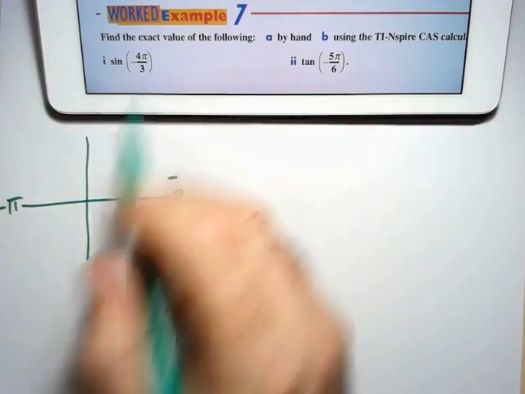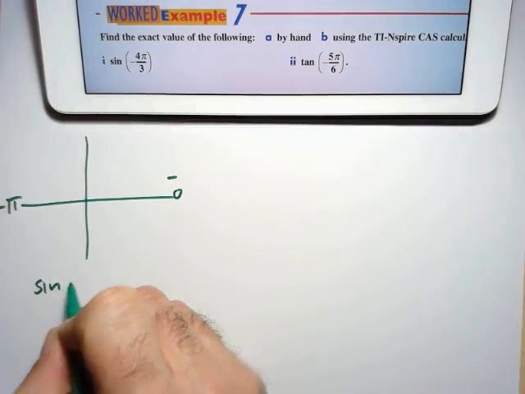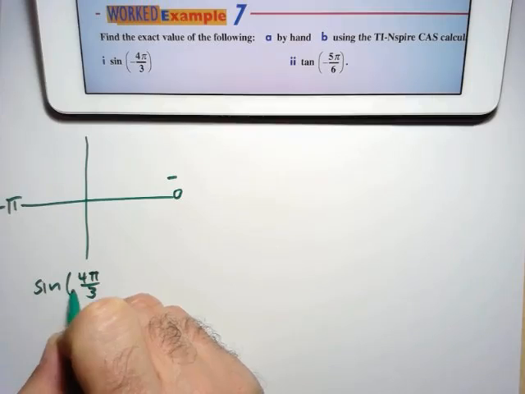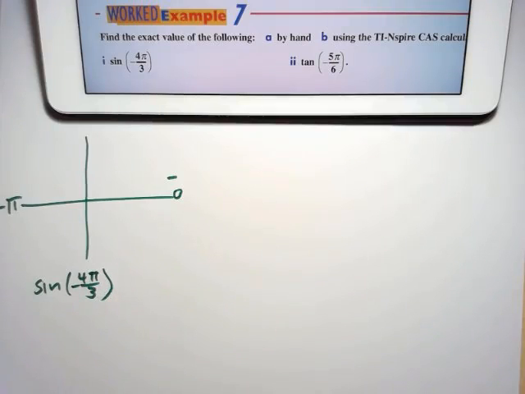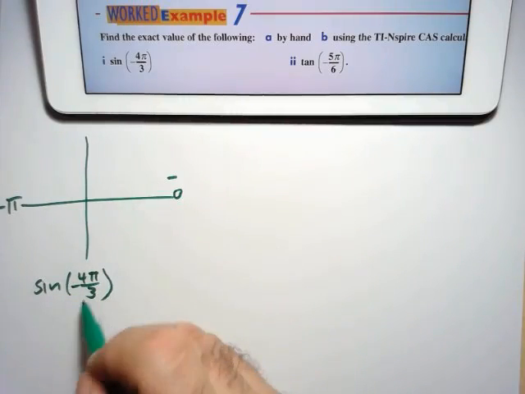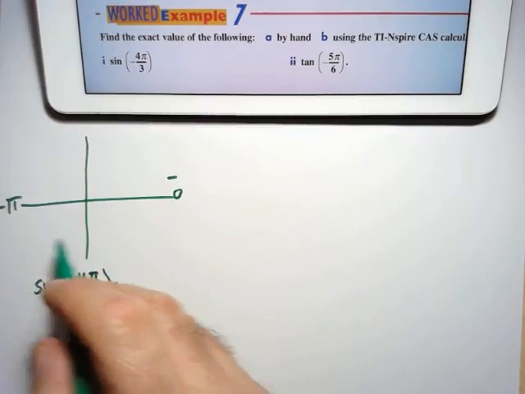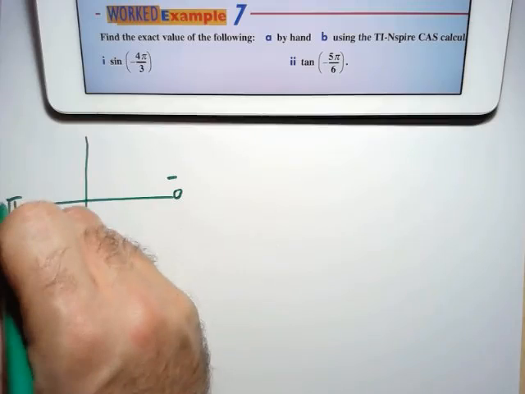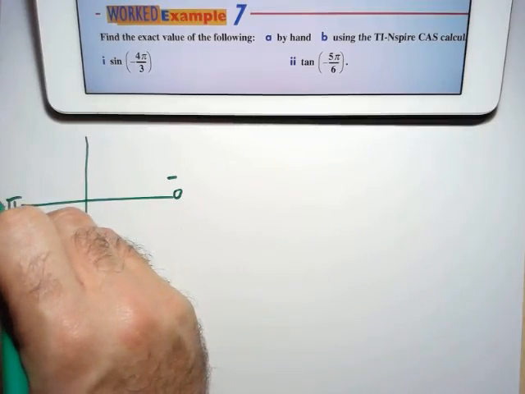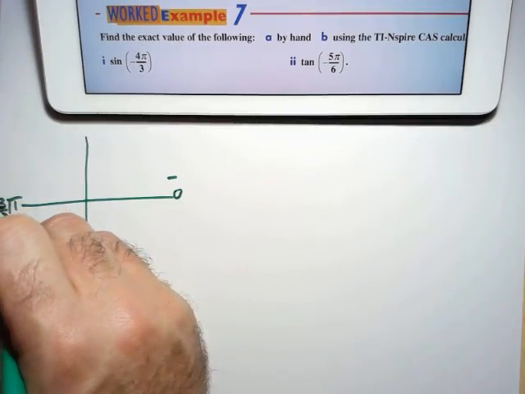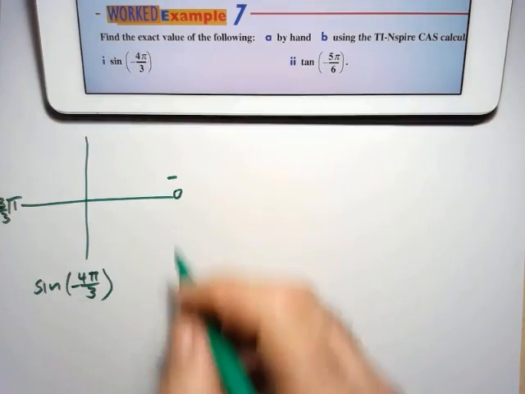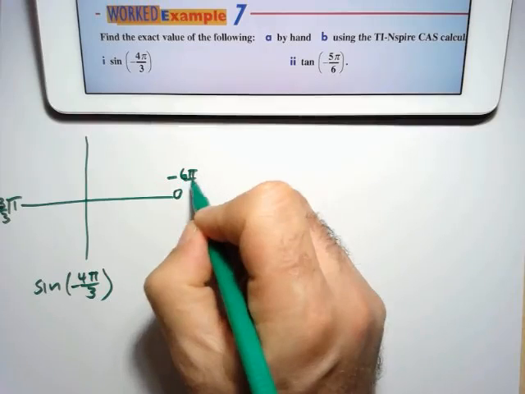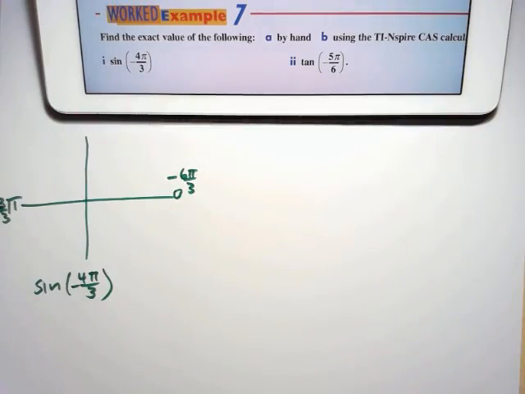My hint again is when I have the sine of negative 4 pi over 3, if this is a fraction, I'm going to write it as something to the base 3. So I'm going to write negative pi as negative 3 pi over 3. And then negative 2 pi will be negative 6 pi over 3. And you'll see why I do that.